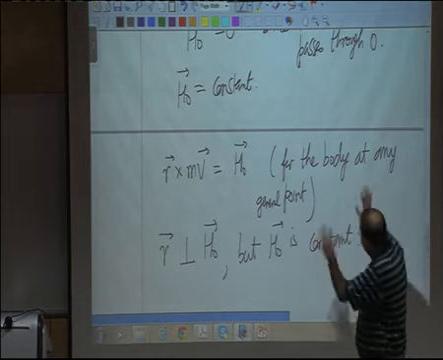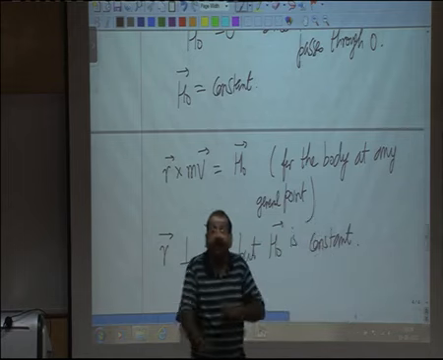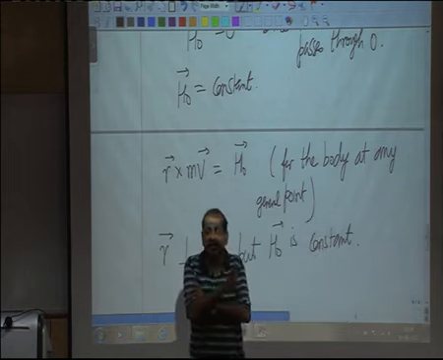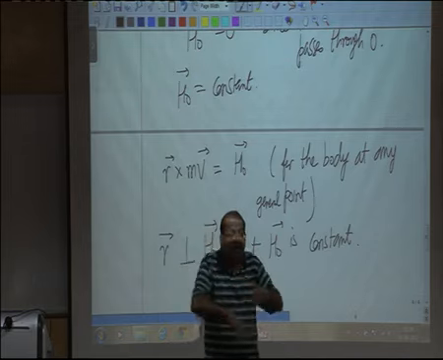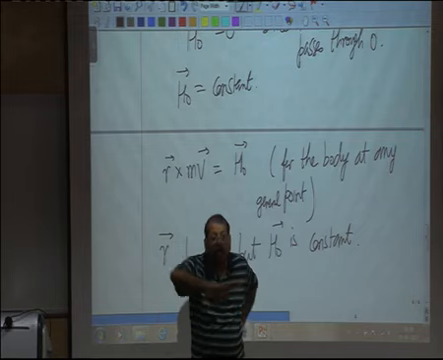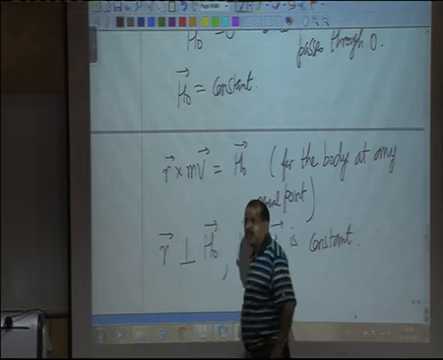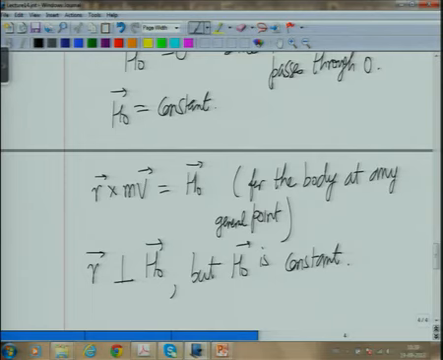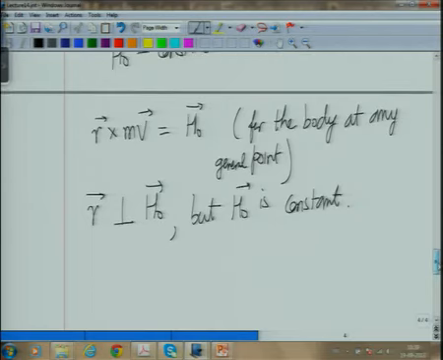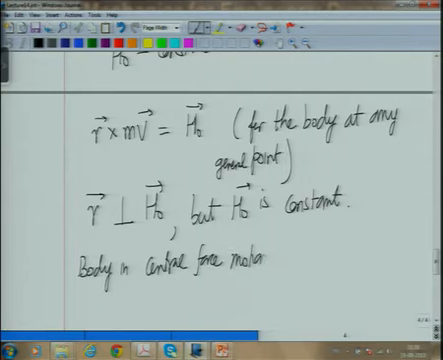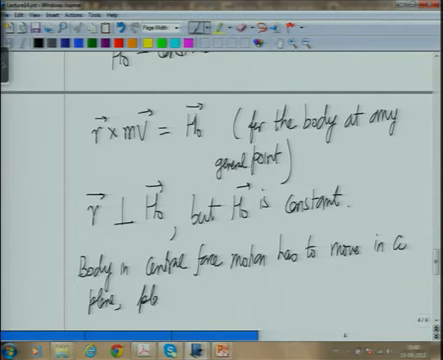So that means a body which is moving under the influence of a central force necessarily has to move in a plane. It cannot have three-dimensional motion. It has to have a motion in the plane which is perpendicular to HO. So a body in central force motion has to move on a plane, the plane which is perpendicular to HO.